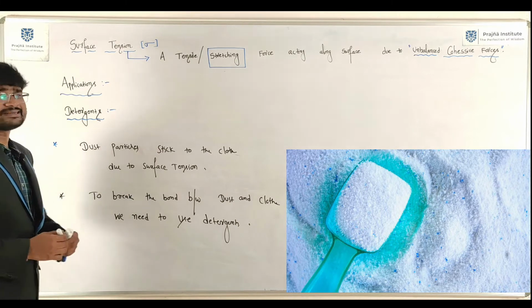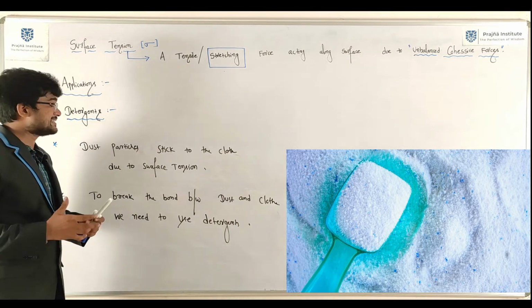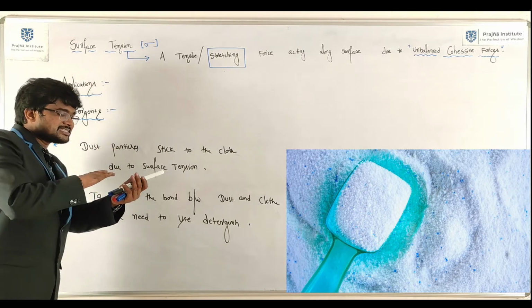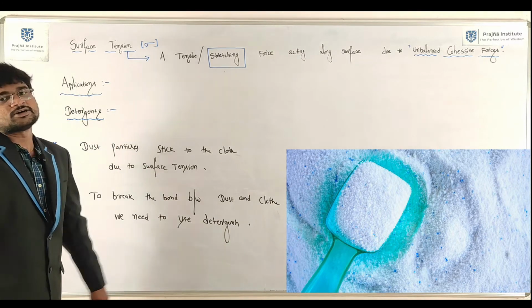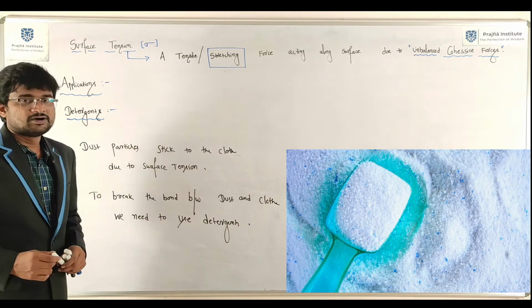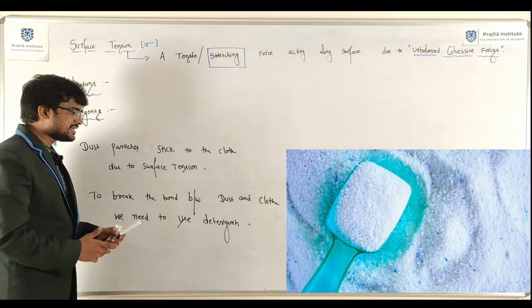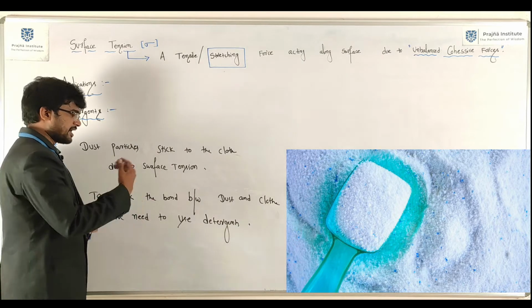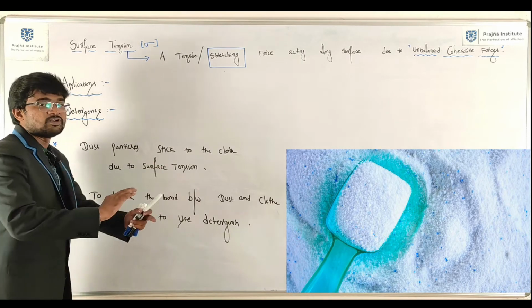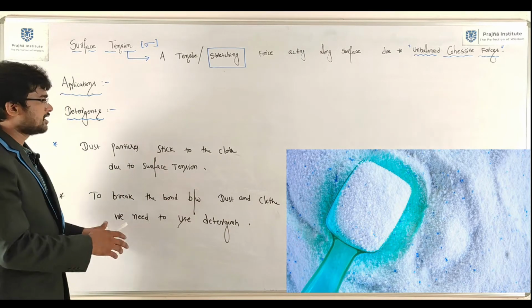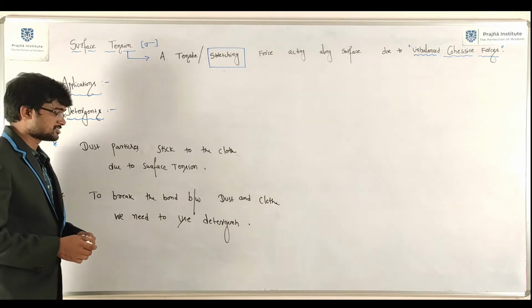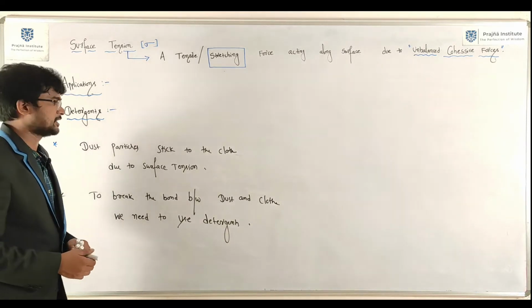Sometimes a very small amount of tensile forces are acting, so the dust particles stay on the surface of the cloth. By using detergents, you can break all the tensile forces. Finally, dust particles will leave the cloth. That is called washing of the cloth. So this is also because of surface tension.